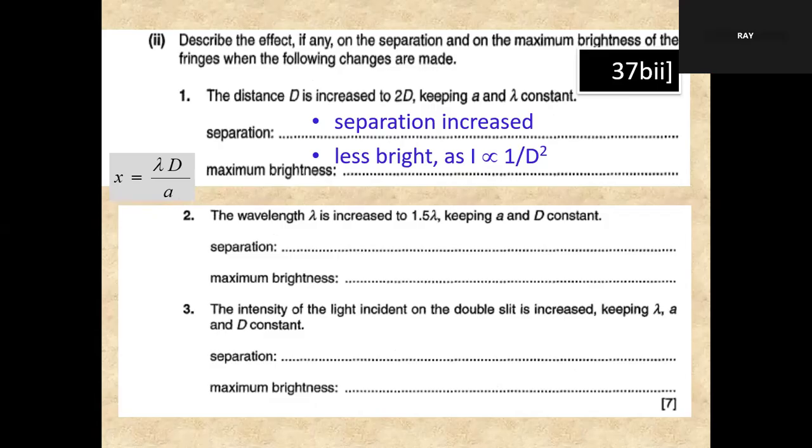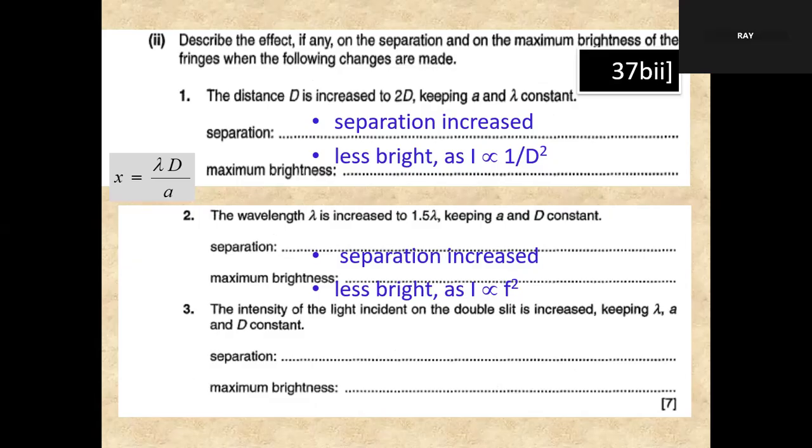Separation decrease. Separation increase. Maximum brightness. This one is not in the syllabus. This is the old syllabus, so it's not in yours. You don't require to know the intensity is proportional to frequency square.